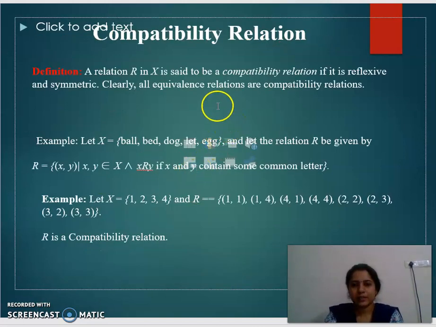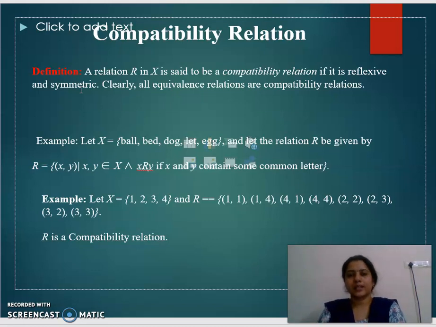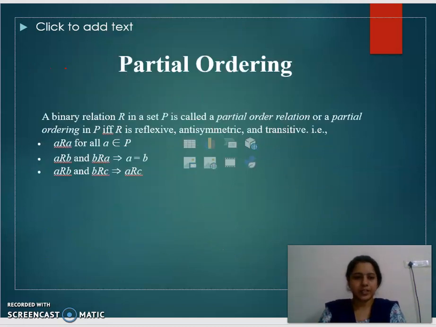Next one is the compatibility relation. A relation is called a compatibility relation if it satisfies reflexive and symmetric properties. Transitive is not included here. Only if it satisfies reflexive and symmetric properties, then the relation is a compatibility relation. So all equivalence relations are compatibility relations. You can see one example here: X contains 1, 2, 3, 4 and R is the relation like this. As it satisfies both reflexive and symmetric properties, it is a compatibility relation.